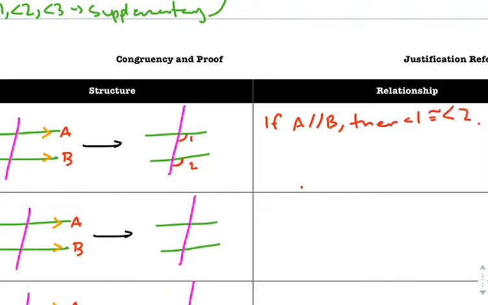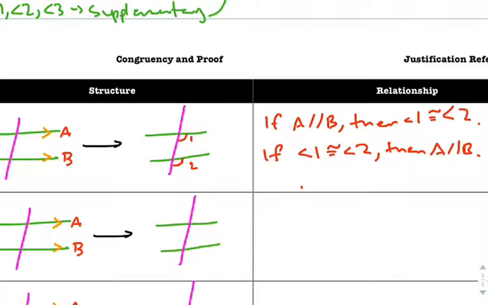Now, if you think for a little bit, and when I finish speaking, pause the video so you can ponder this. I call this a biconditional statement. By biconditional statement, I mean there were two conditions, and it didn't matter which one you start with. So go ahead and predict if you want to what's going to come next. And hopefully you'll see that it's just a reversing of these two items. So if angle 1 is congruent to angle 2, then A is going to be parallel to B.